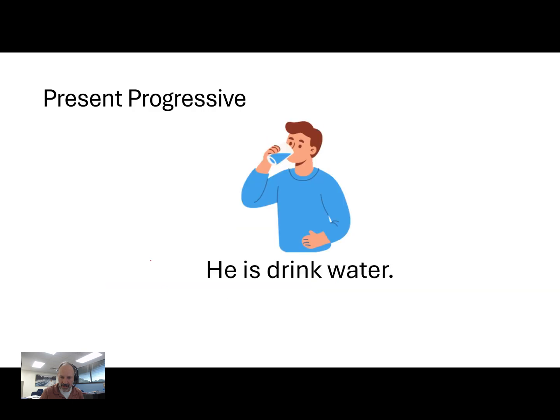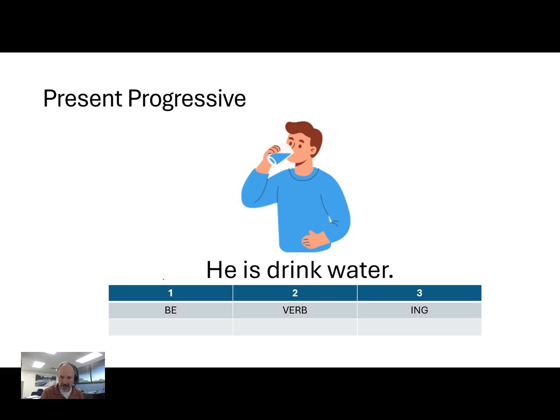Can you fix the mistakes in this sentence? He is drink water. I need to remember 1, 2, 3. I see 1, that's is, that looks good. I see 2, drink, but I don't have 3, that ing. So it should be is drinking. I need to add ing. He is drinking water. That's the correct sentence.